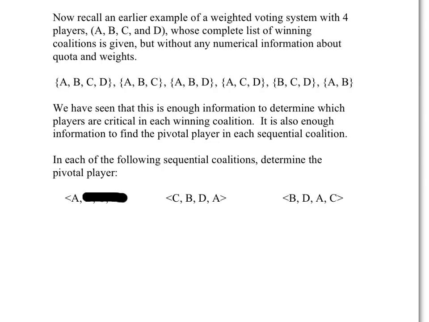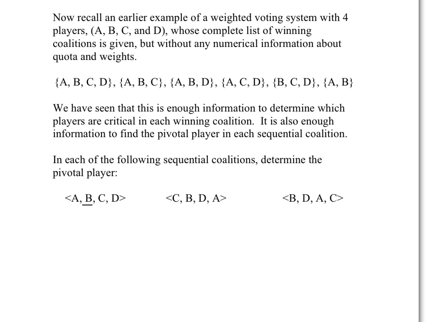We start by covering up all the other players and asking, is A alone a winning coalition? A had the first idea to vote yes. Has the motion already passed? No, it hasn't. A alone is not a winning coalition. So we proceed to ask, how about AB? When B joins in, does that suddenly turn the coalition into a winning one? Yes, it does. Therefore, B is pivotal here.